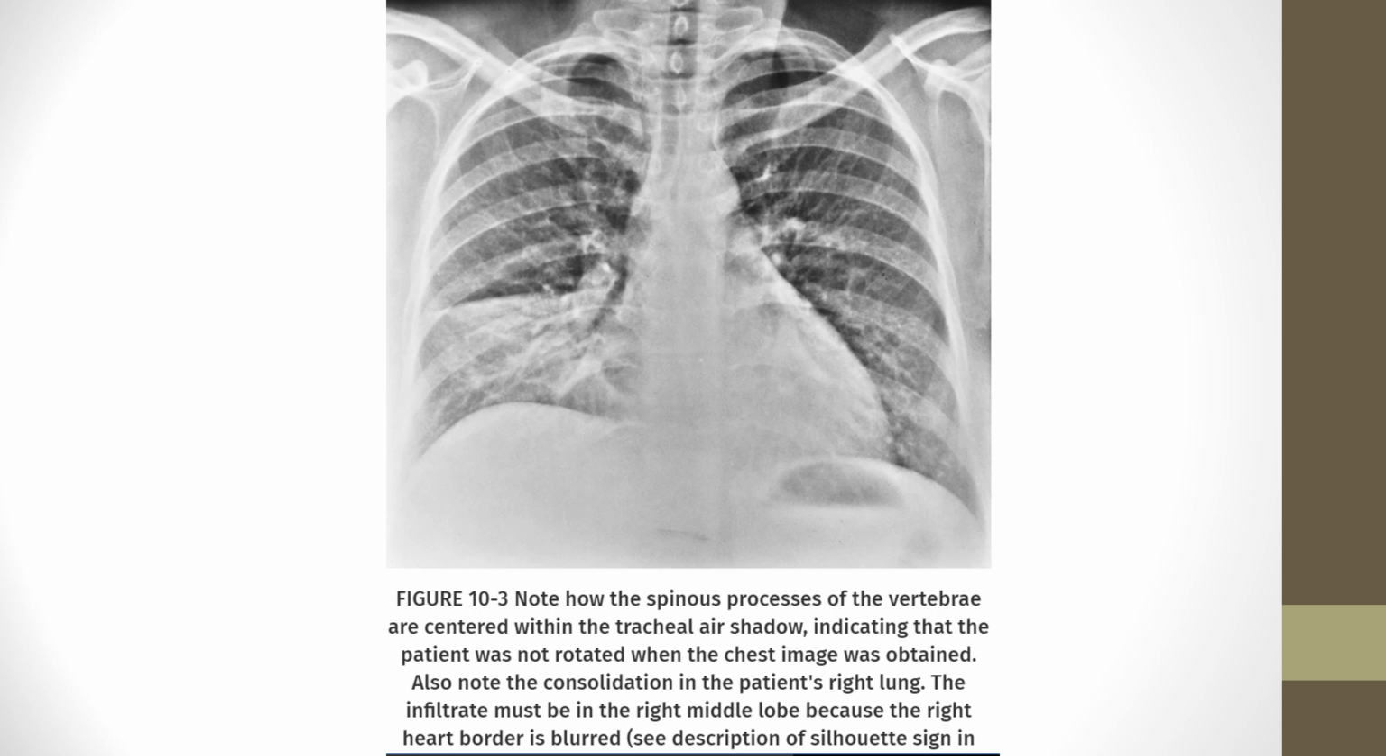Alright, so this is a pretty cool picture. What do you notice here, right? You see a pretty clear delineation. Good CP angle down there. Now go up to the trachea real quick, and you see how you can see the spinous processes through the trachea? You see those dots that are lined up in there? That's the spinous process. That means there's no rotation.